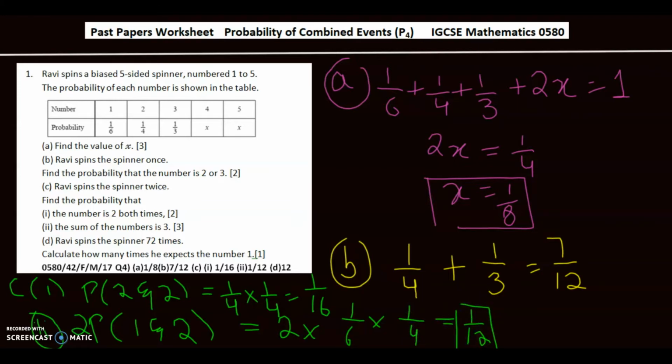Okay. Part D, Ravi spins the spinner 72 times. Calculate how many times he expects the number 1. So for this, all you do is multiply the probability 1 upon 6 with 72. So for part D, we simply do 72 times 1 upon 6, which gives 12. Expected number of value, expected value.